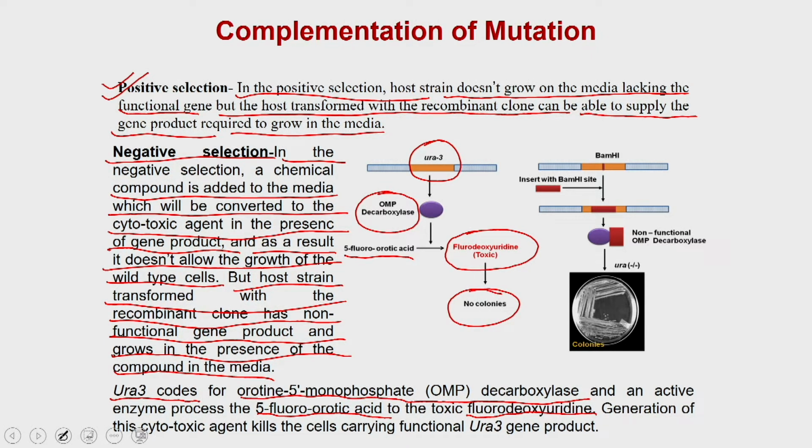But if you clone your insert within the URA3 gene, you are going to produce a non-functional OMP decarboxylase. In the absence of functional OMP decarboxylase, the 5-fluoroorotic acid will not be converted into fluorodeoxyuridine, which means the compound will not exert its toxic effect, and as a result you are going to see colonies on the plate. So, this is called negative selection.